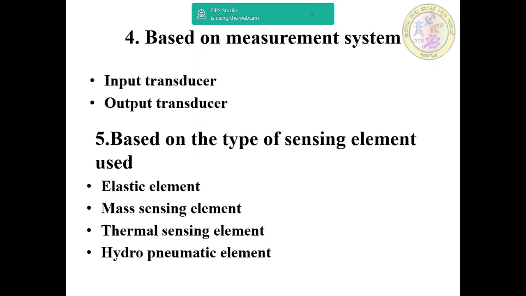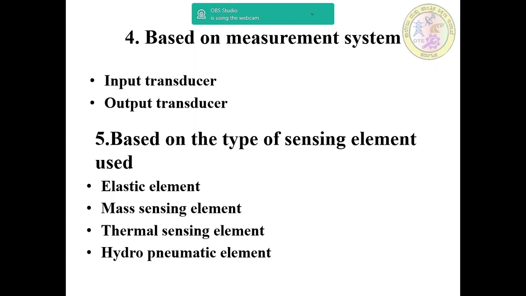Next type is based on type of sensing elements used. Again, this is classified into four major groups: elastic element, mass sensing element, thermal sensing element, and hydropneumatic element. In the elastic element, the action is based on elastic deformation brought about by the force resulting from pressure summation. Examples: springs and torsion rods used for measuring force and torque, etc.